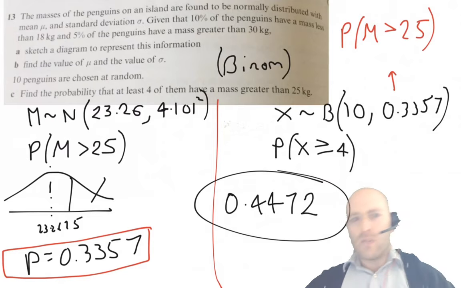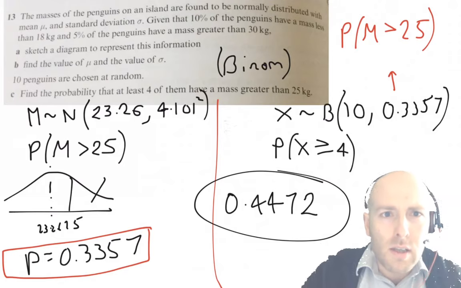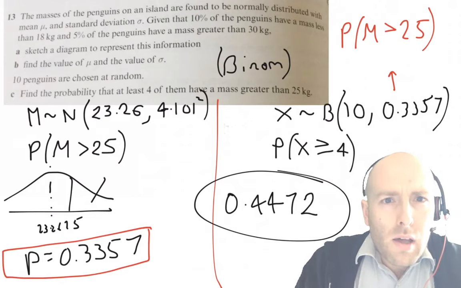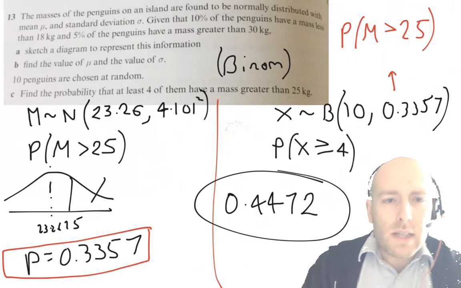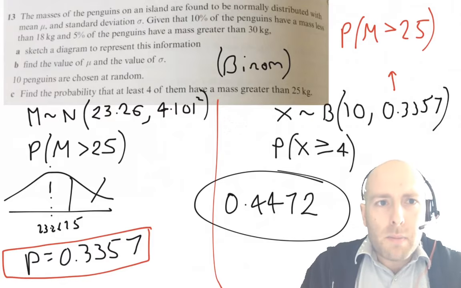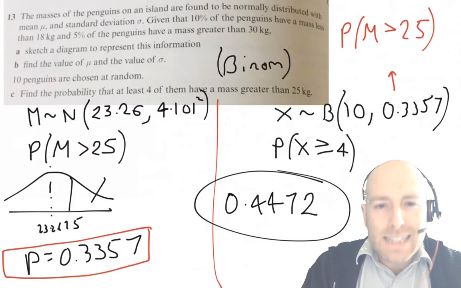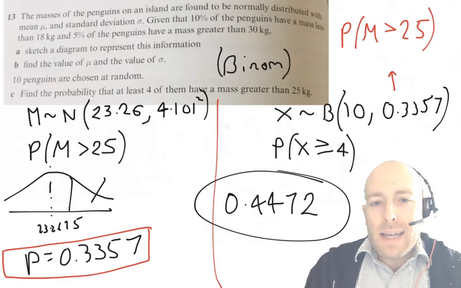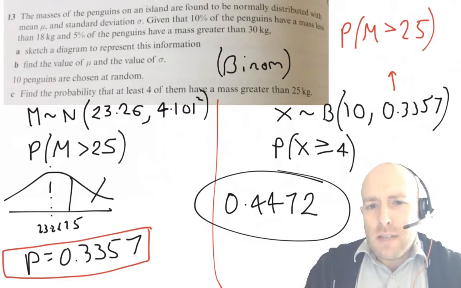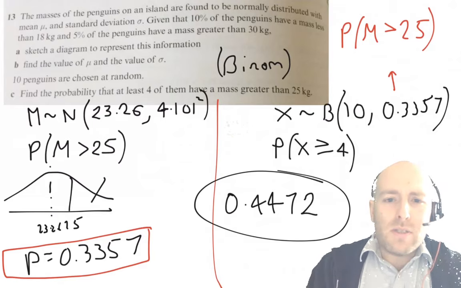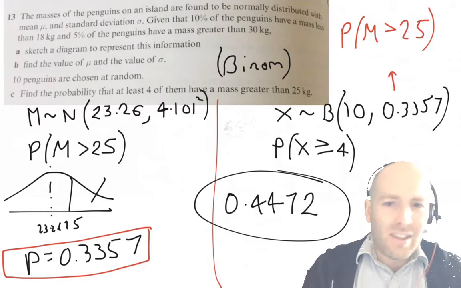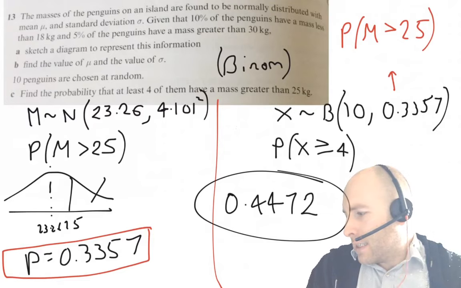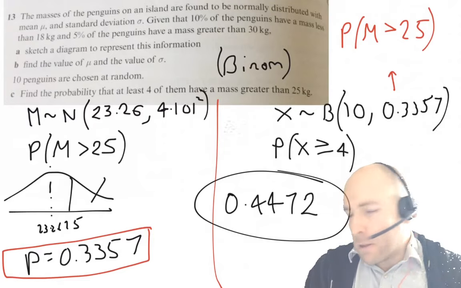Ollie, what was your question? Why is X 30? I was looking and I couldn't see. Okay, why is X 30 in that case? Okay, 10% of the penguins had a mass less than 18 kilograms, and 5% had a mass greater than 30. So X was the 30. X is the distribution that isn't the Z one. The Z one has a mean of 0 and a standard deviation of 1. Any other distribution we call X. Does that? Yeah, it's the mass of the penguin.